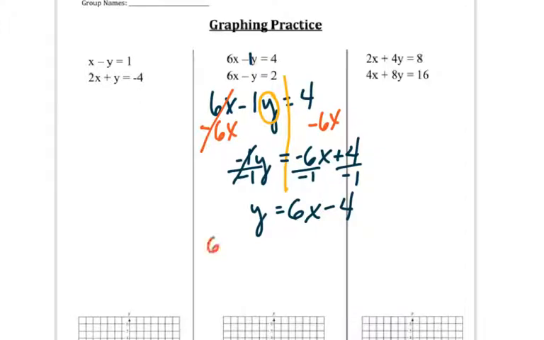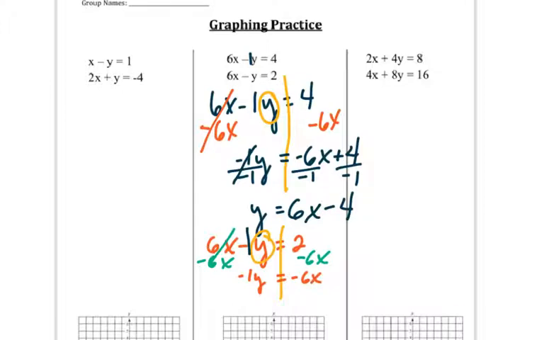Same thing, next line, 6x minus y is 2. Circle the letter you want by itself, draw your border. Put your invisible 1 in front of that y. We need to subtract 6x. We always move the x first. That leaves me with negative 1y equals negative 6x plus 2. Last step, get y by itself. Y equals negative 6 divided by negative 1 is 6 with an x. 2 divided by negative 1 is minus 2.